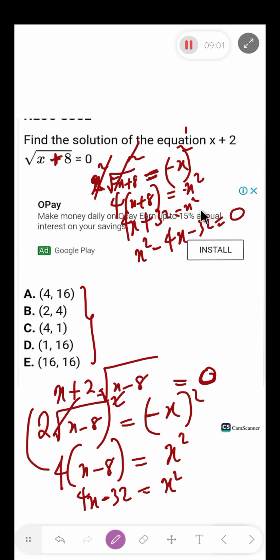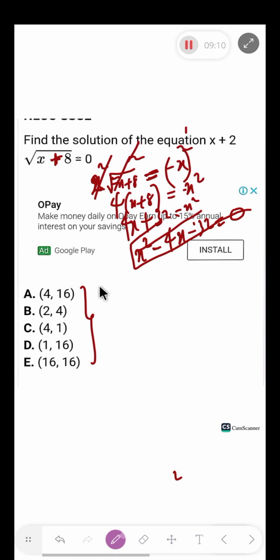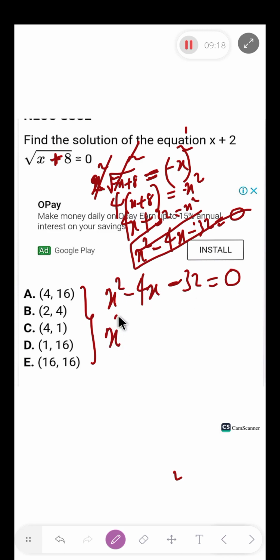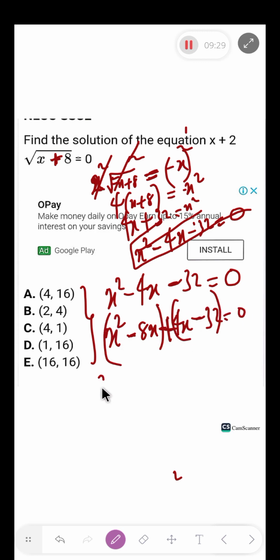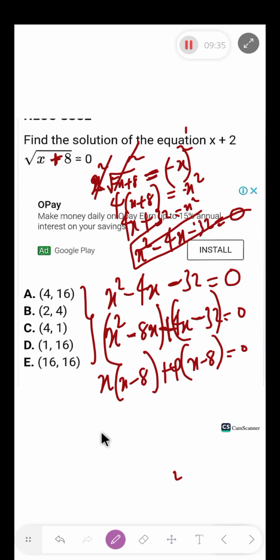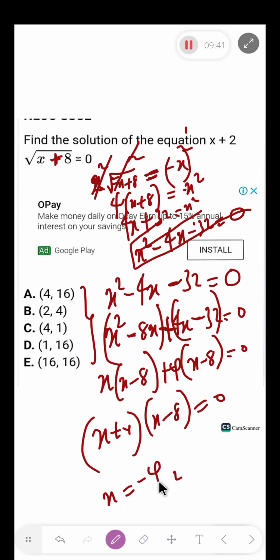So in this case, this one will surely have a solution, because I want to calculate this result. x squared minus 4x minus 32 equals 0. This is very direct. In this case, we have x squared minus 8x plus 4x minus 32, because 8 times 4 is 32. So x is common, you have x minus 8, 4 is common, you still have x minus 8. So x plus 4 and x minus 8 equals 0. So x equals minus 4 or 8.